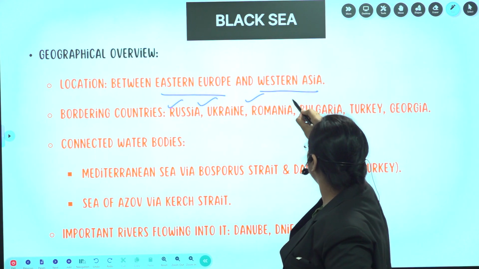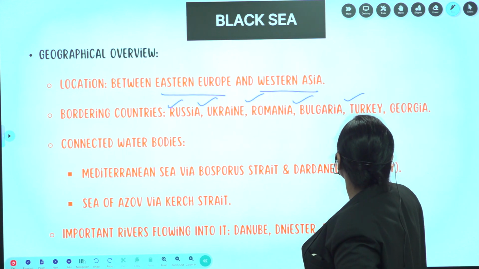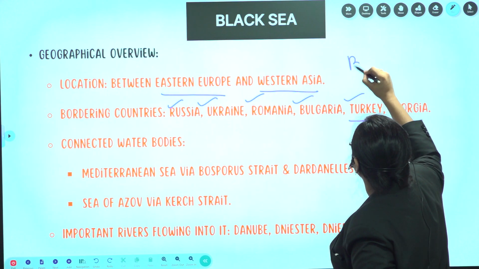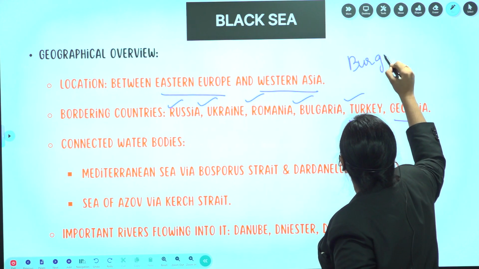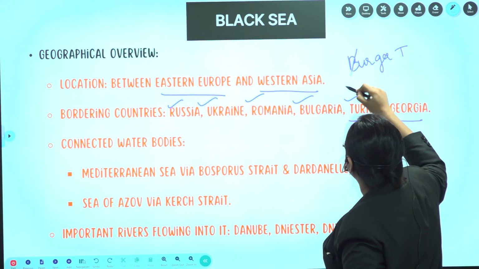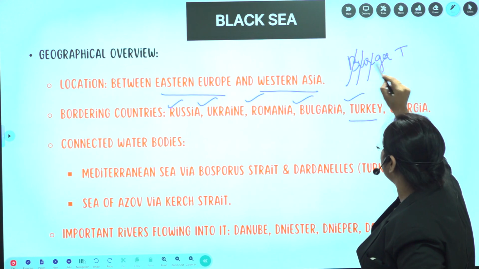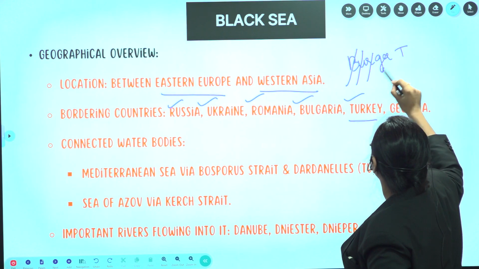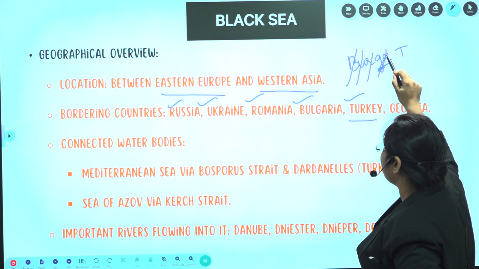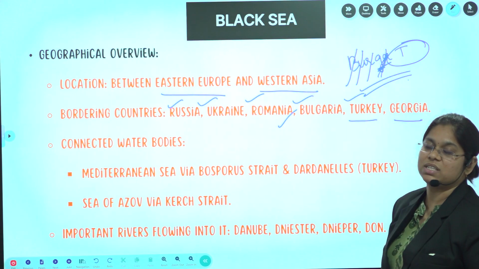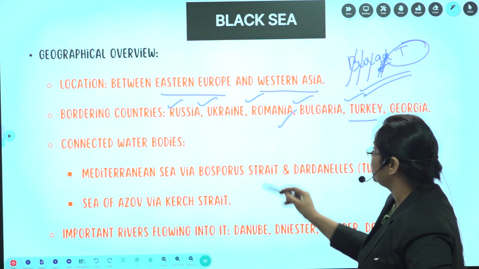Russia, Ukraine, Romania, Bulgaria, Turkey and Georgia. You can remember the mnemonic Burger Tea, where B is for Bulgaria, U for Ukraine, R for Russia, and here G indicates Georgia, and another R for Romania and T for Turkey, right? Burger Tea. What are the Black Sea bordering countries? You can remember this easily.